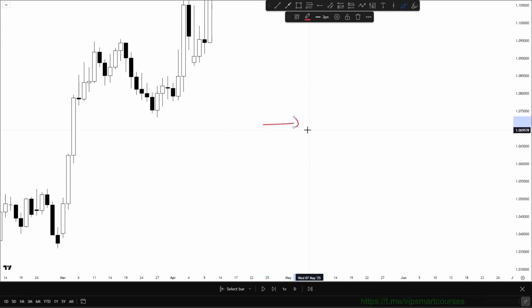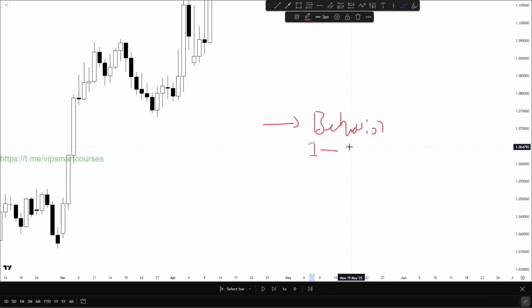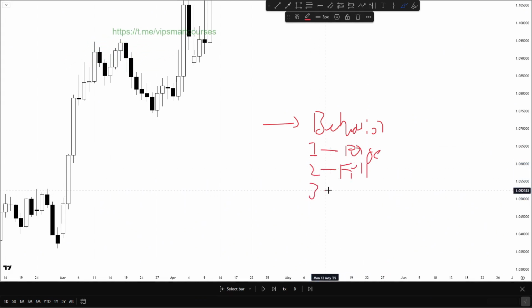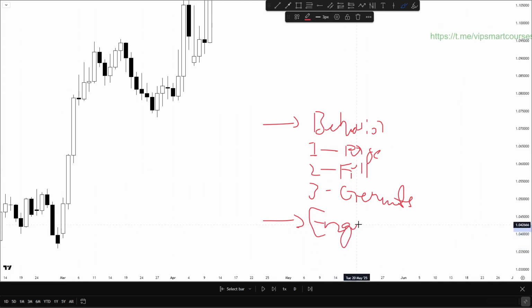So the first protocol, or non-negotiable, or the first core component is that it must show a specific sort of behavior, and we talked about what those behaviors are. First of all, it has to either purge liquidity, fill liquidity, and or generate liquidity. And once it shows one of these behaviors, the second thing is that it must be engulfed by a candle or a group of candles.